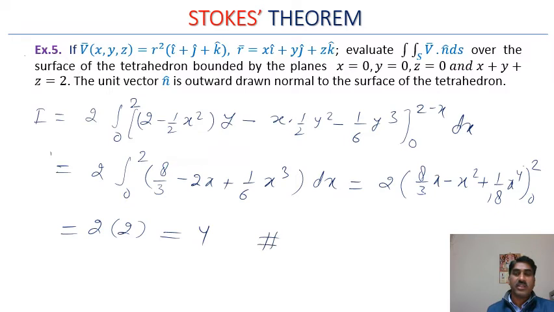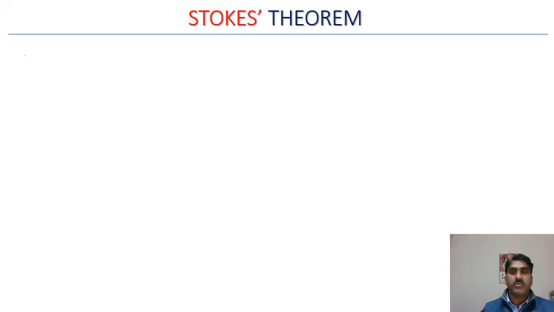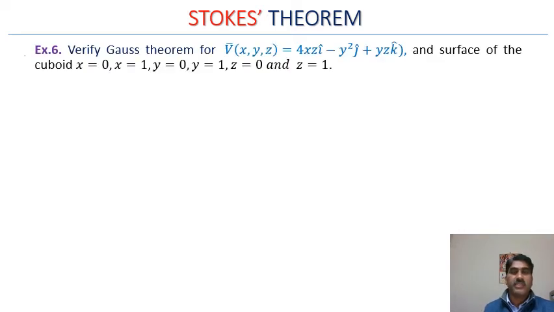So this is our integral, meaning the surface integral of this given vector integrated on the surface of the tetrahedron, but using the Gauss divergence theorem we evaluated it using the volume integral, and it is very easy. And finally, now let us take a question to verify the Gauss theorem. So we have a vector 4xz i minus y square j plus yz k, and the surface that we will use for the surface integral is the surface of a cuboid. This is a unit cuboid, meaning all the sides are 1. So let us start finding the solution.